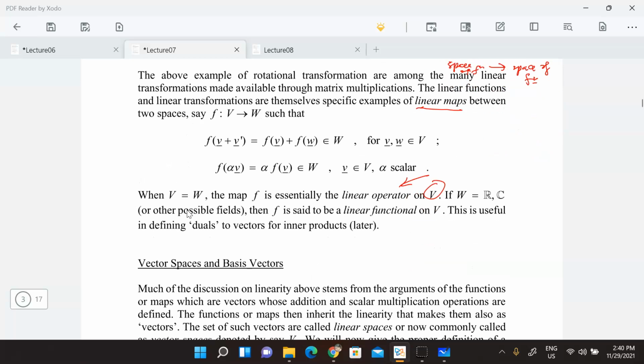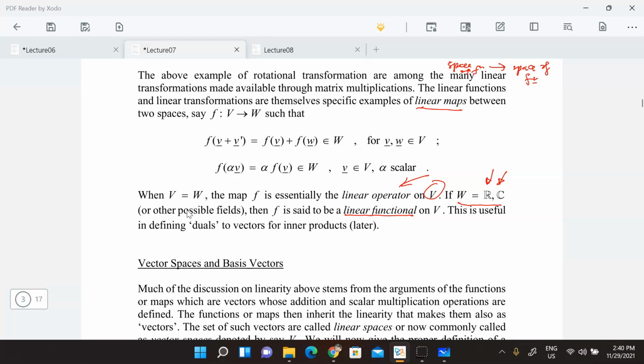There are other things which you probably will learn later on. There are things also called linear functionals. Linear functionals are the cases where the codomain of your maps is going to be the space of the real numbers or the space of the complex numbers.